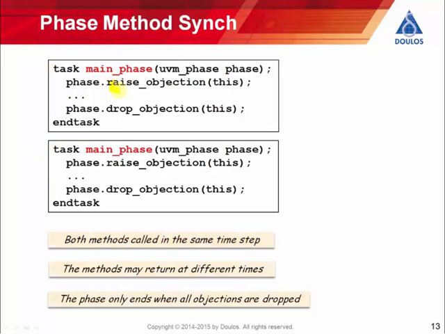So this one might raise an objection and do a whole load of stuff, start some sequences, and this one similarly. Because of that, the two methods could very well return at different times. So this task might end at 500 nanoseconds, this one might end at 500 milliseconds, for example. You can't say a priori at what point in time these tasks are going to return, but what you do know is that the phase only ends when all the objections have been dropped.